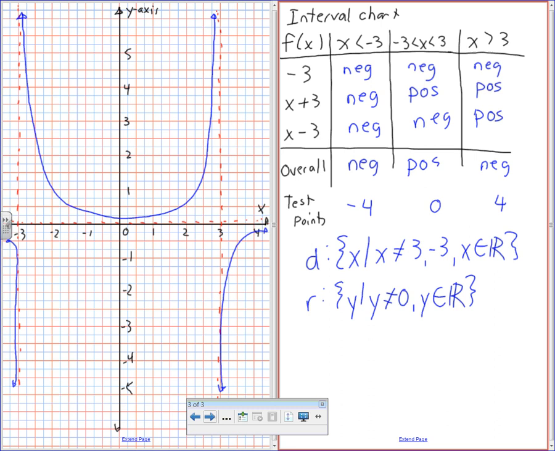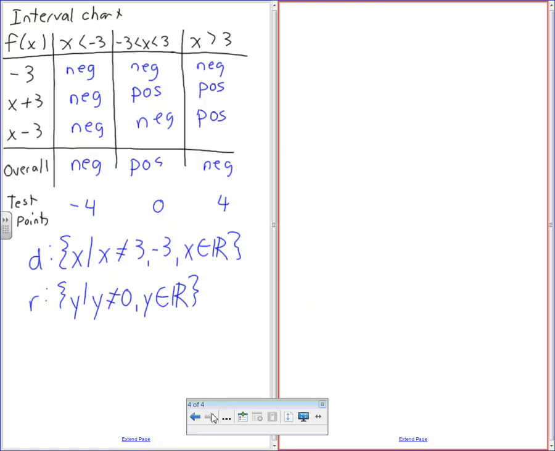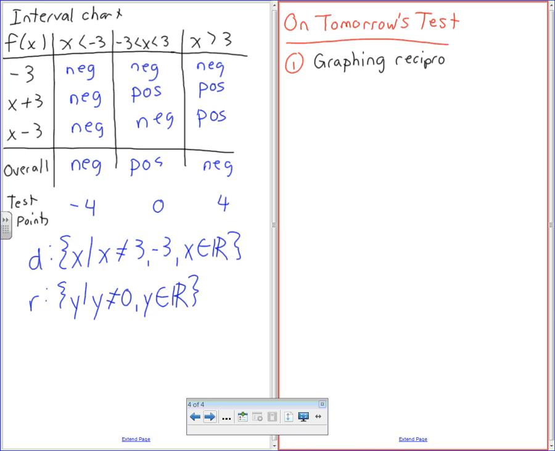Okay, ready? Okay, I'm going to make a list of things you need to know for your test. You guys tell me what order you want to go through them. Sound good? Okay, so this one's going to be on your test, on tomorrow's test. The number one thing will be graphing reciprocals, brackets, warm-up.